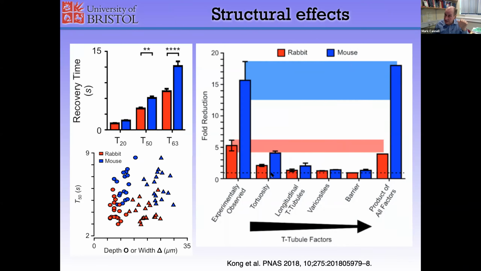So we could look at the tortuosity, which is how non-linear the tubules are. We could look at the effect of longitudinal tubules, which are relatively less common in human and rabbit and more common in mouse and rat. Varicosities, which are local variations in the size of the diameter of the tubule, and also the effect of this surface membrane barrier. And when we multiply all these effects together, we predict by how much the solute transfer might be reduced. And you can see that these factors, when multiplied up, appear sufficient to more or less explain the bulk FRAP data which we had obtained in these experiments.